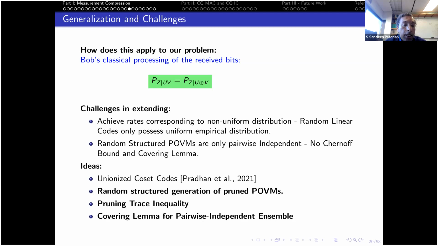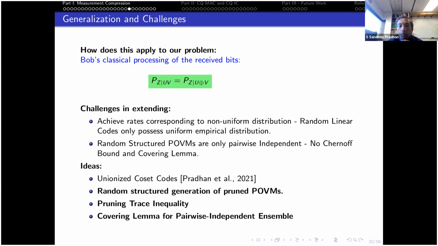So what are the ideas here? The idea is to achieve the non-uniform distribution. What we do is we do not use one code, but a collection of codes. I'll tell you what that is as we go along. If you use one linear code, you cannot get a non-uniform distribution. So we need to use a collection of linear codes, and somehow we can induce a non-uniform distribution.